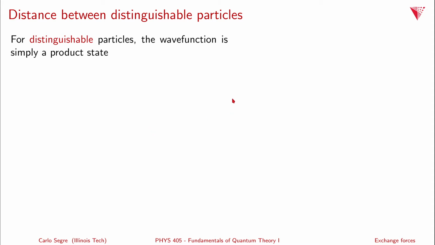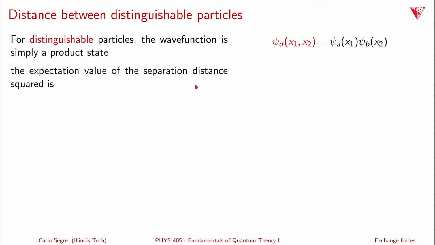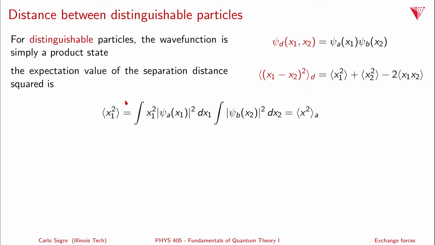The wave function is simply a product state, right? It's psi A of x1, psi B of x2. And so the expectation value of the separation distance squared is this, which we'll put this x1 minus x2 quantity squared expectation value with a sub d. And that's what we wrote on the previous page. That's just the expansion of this for the distinguishable particles. Well, let's do those integrals.